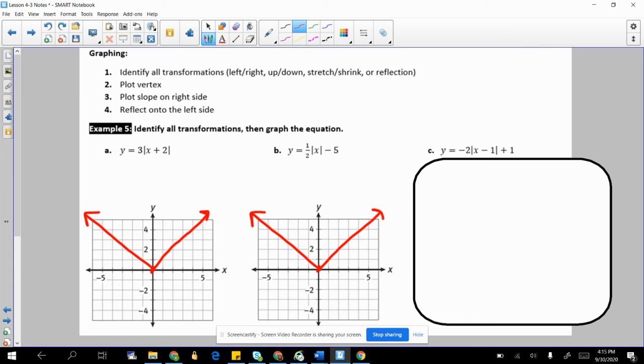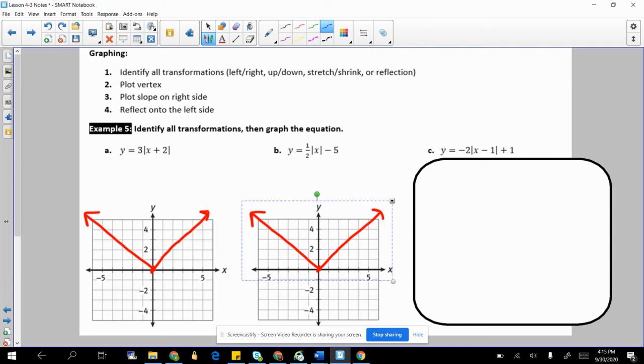And then next, you should plot the vertex. Okay, so we know the vertex originally starts at 0, 0, but if it moves left or right or anything like that, we need to know the new vertex. And then you're going to plot the slope on the right, so if there's a stretch or a shrink, and then reflect that on the left side.